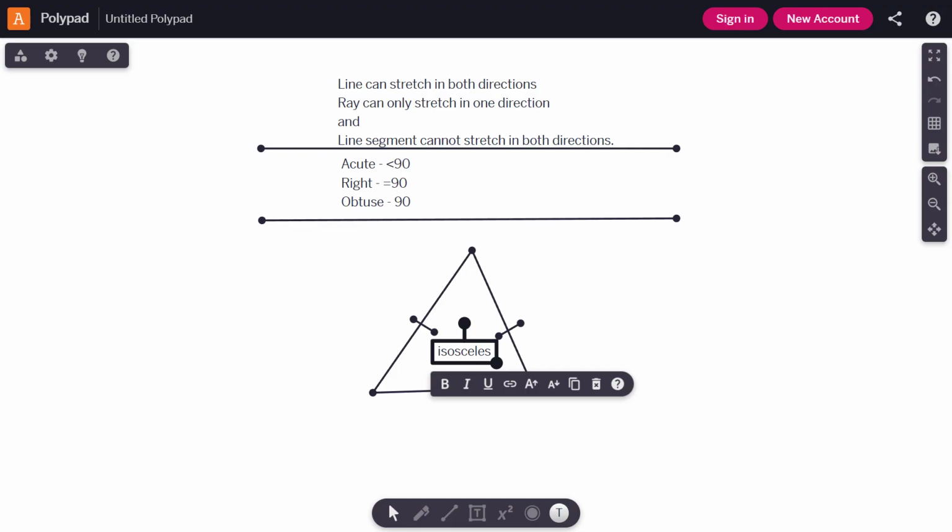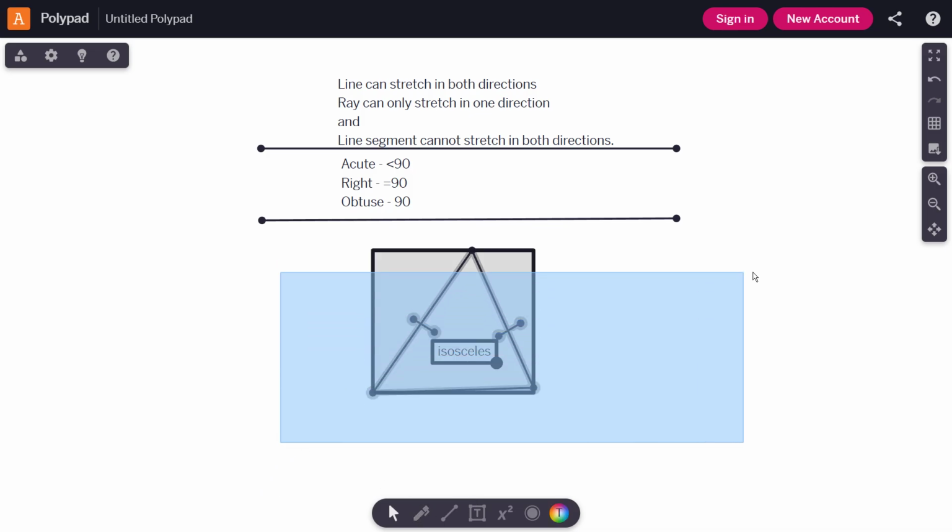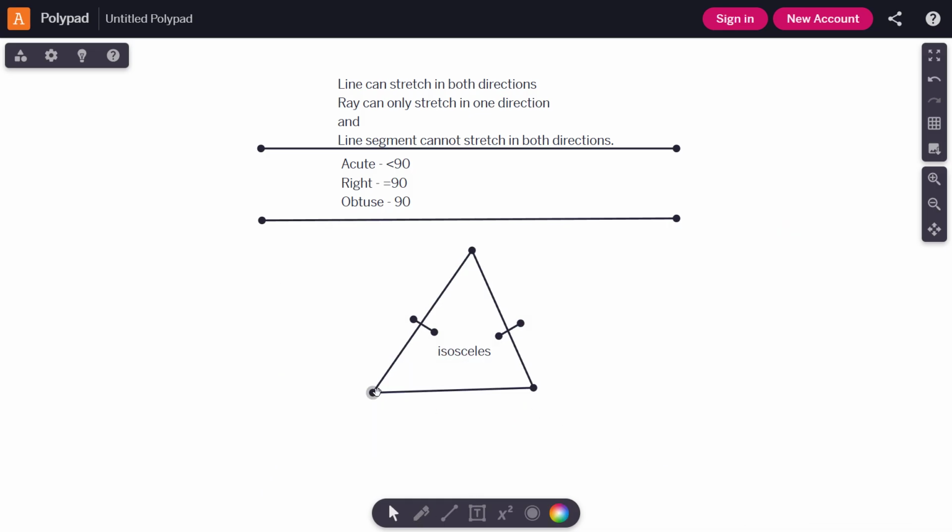Isosceles. Let Google do it. Google, bro. Stop being deaf. Okay, I pronounced it wrong 5 times in a row. Okay, that was embarrassing. Isosceles triangles have 2 equal sides.